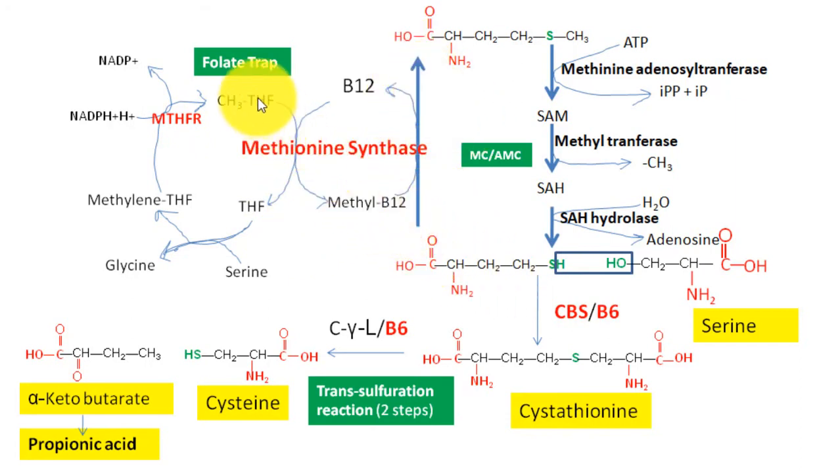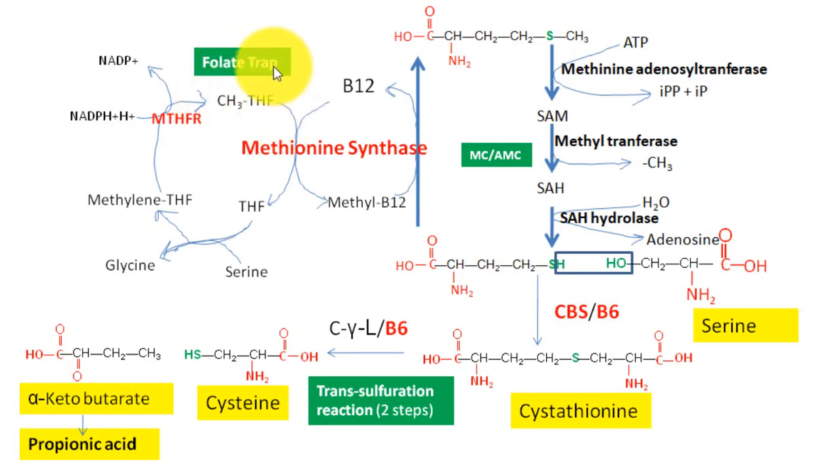Then what will happen, this methyl tetrahydrofolate will accumulate, and this methyl tetrahydrofolate is not utilized anywhere in the reaction. Only methylene can be utilized, methyl tetrahydrofolate is not utilized. That is why this methyl tetrahydrofolate level will be very high in blood, but it will not be utilized. That is why this is called a trap for tetrahydrofolate, and this trap is called folate trap.